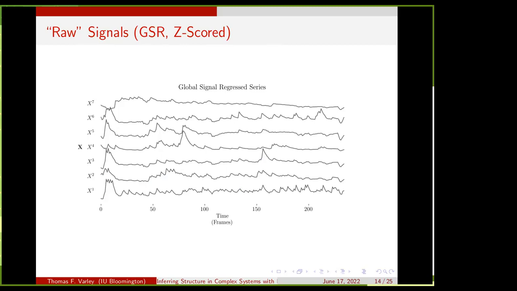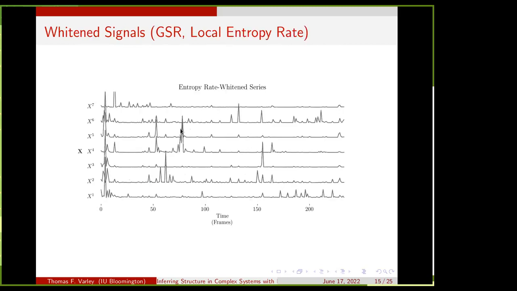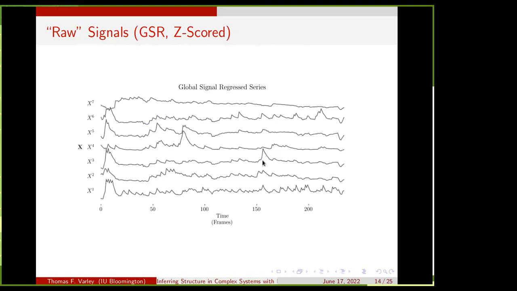And so you can actually see what it looks like. I just grabbed 7 time series, and this is the original signal, where the global signal has been regressed out. But you can see there's a spike, and then there's this long tail, and it looks kind of like waves. After doing the entropy rate whitening, it becomes a much starker time series. Look at this spike right here. You can see that it's associated with a spike in the original data, but all of this heavy tail is just autocorrelation. There's no novel information being generated there.